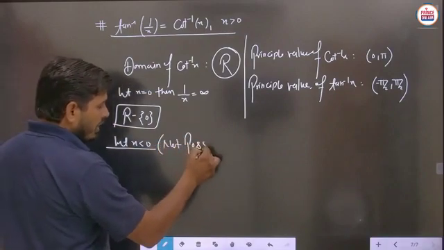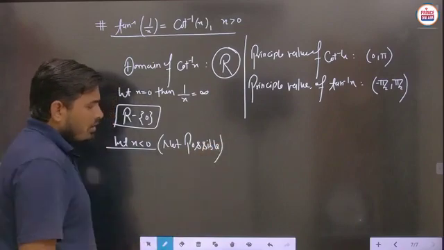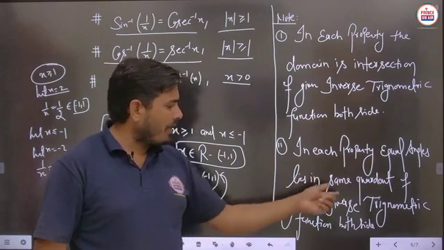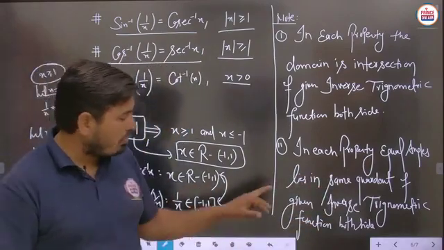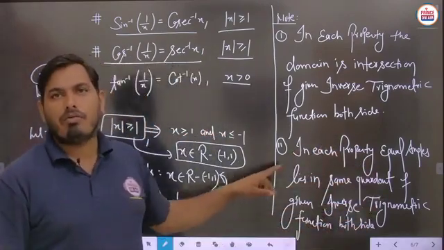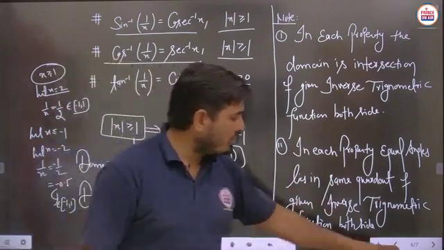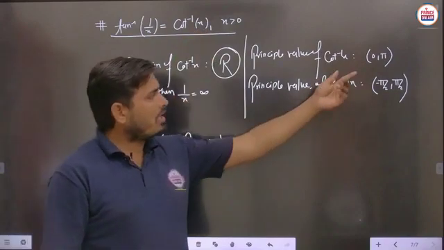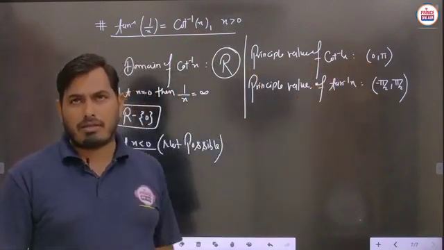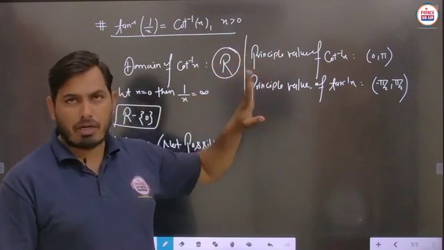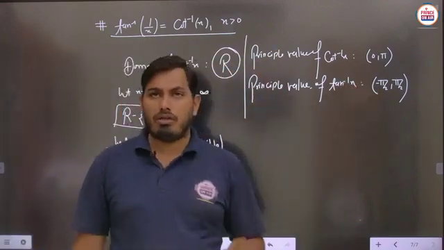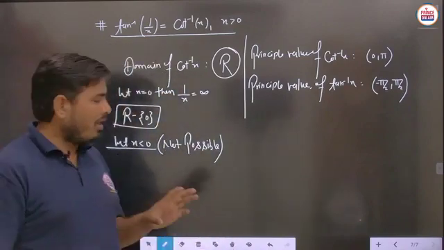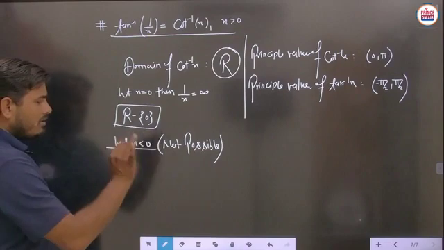Because students, we discussed another thing in the previous slide, where we said that in each property equal angles lie in the same quadrant. So now we have to satisfy this condition also. Here you can take this x in the second quadrant also, because cot inverse x has the principal value from 0 to pi, but tan inverse x does not have the value in the second quadrant. So definitely, for the same quadrant theory, we cannot take x less than 0.